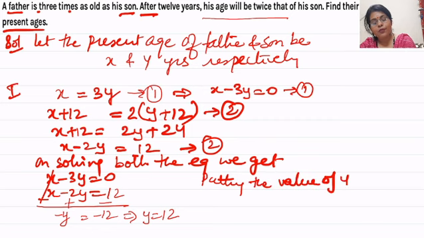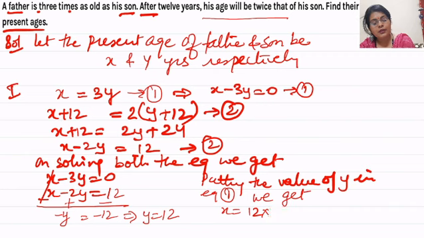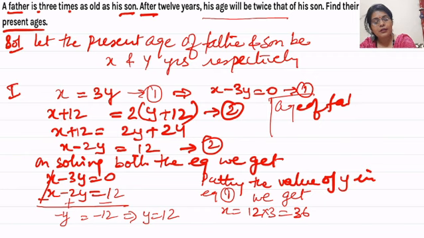And putting the value of y in equation 1, we get x minus 2y is equal to 12. It is written, or x is equal to 3y is given. We can write in equation 1. It is much simpler. X is equal to 12 into 3 is equal to 36. So age of father is 36 and son is 12 years.